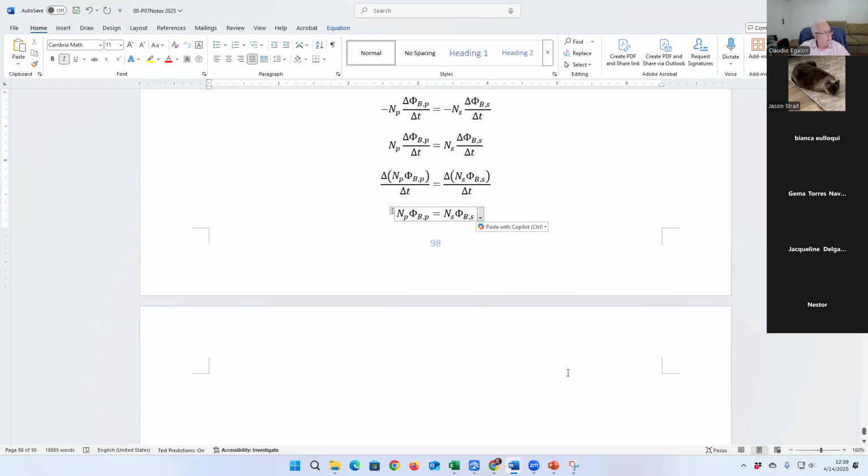Okay. And now I have to rewrite my magnetic flux in terms of the magnetic field. Okay, and here you go. What we have right in here is going to be B, B primary, as a function of time. And don't forget the area. I have to put the area of the primary.